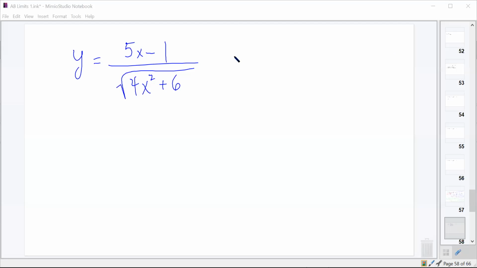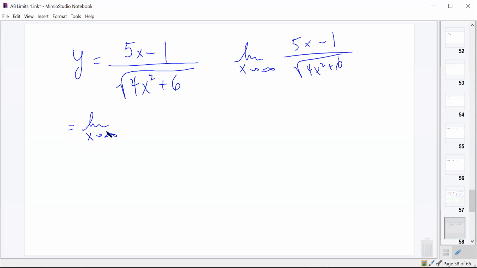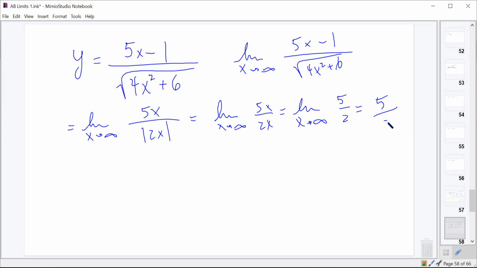Ready to go. So first off, as we do the limit as x approaches infinity, 5x minus 1 over root 4x squared plus 6, we can eliminate the -1 and the 6 because they become insignificant and get a limit as x approaches infinity of 5x over absolute value 2x, which as x goes towards infinity, the absolute value of 2x just becomes 2x since x is positive. Or the limit as x approaches infinity of 5/2, which is 5/2.